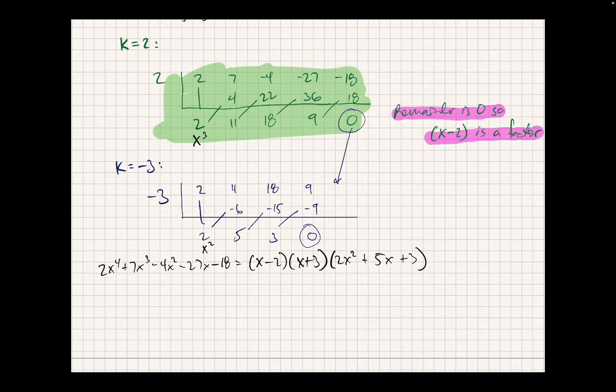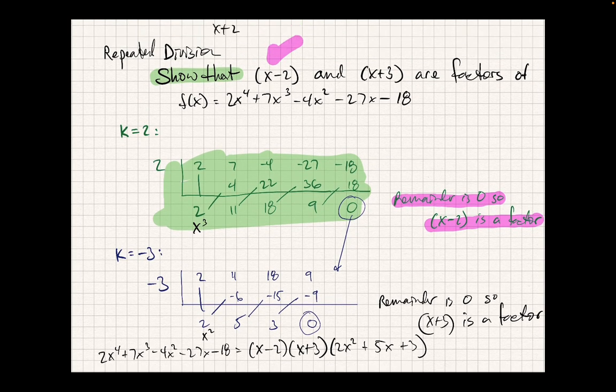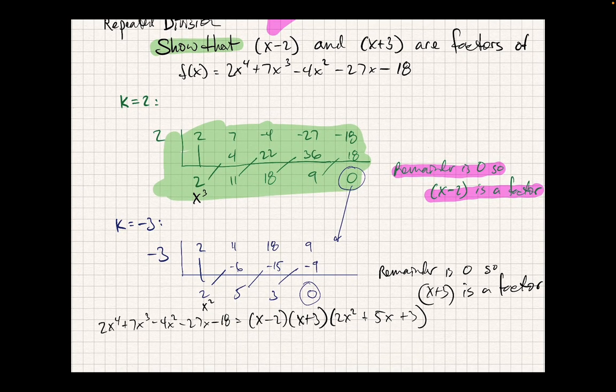Yay, I did it! And then they both have r equals 0, which means that we can say that x plus 2, x minus 2 and x plus 3 are factors of whatever that big awful repeated mess was. So that's how to answer show that these are factors.